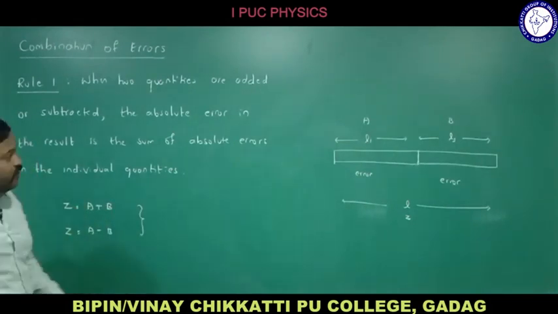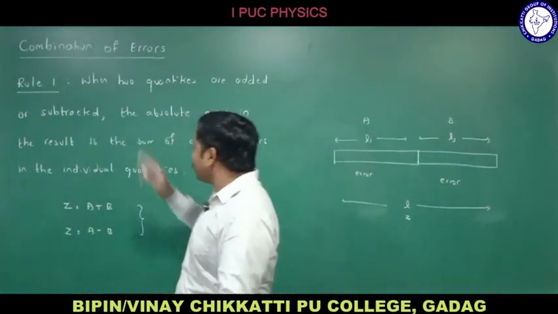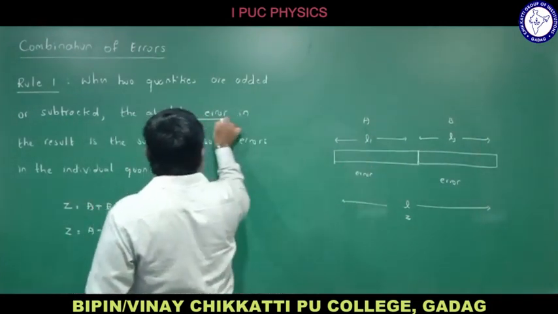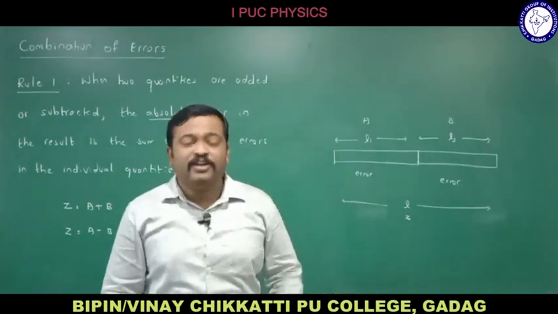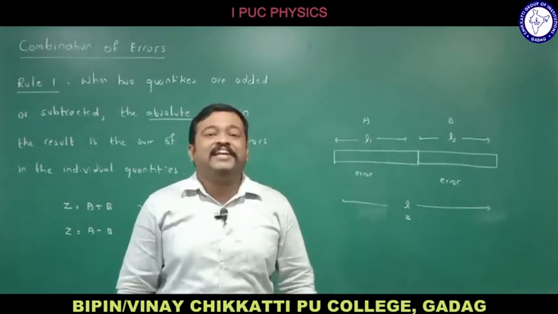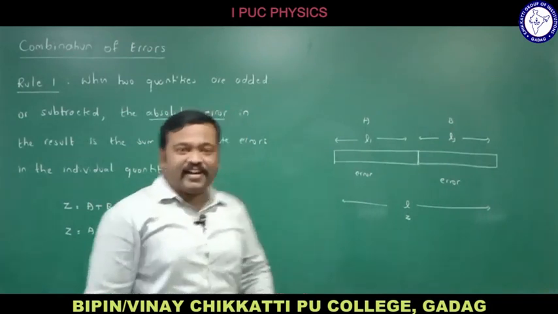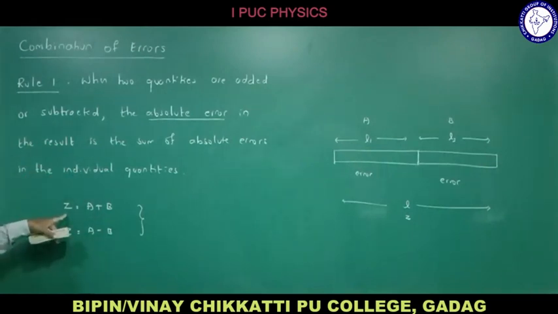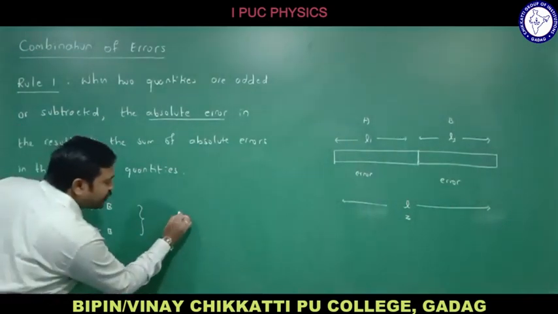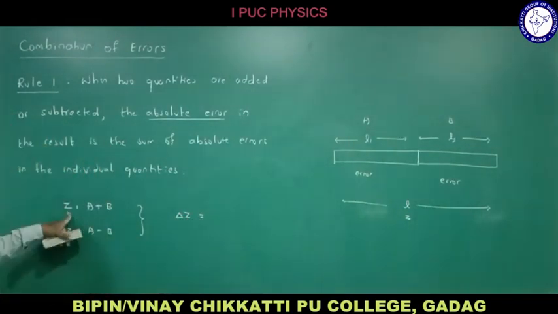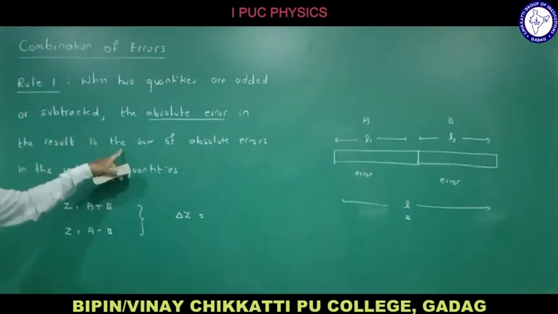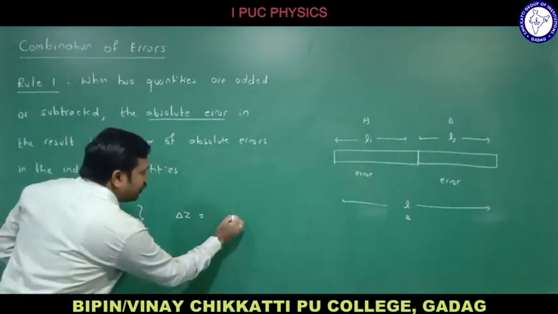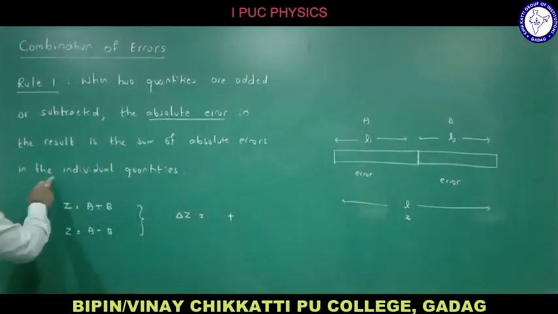What we need to do? Whenever there is addition or subtraction of the physical quantities, which error we need to consider? Absolute error. Do you understand? We need to consider absolute error. So what is absolute error? It is the difference. So we need to take it as delta. What is the absolute error in the result? Z is the result. So what is the absolute error of Z? How to denote it? Absolute error of Z is delta Z, that equals modulus. So delta Z equals the sum of absolute errors in the individual quantities.